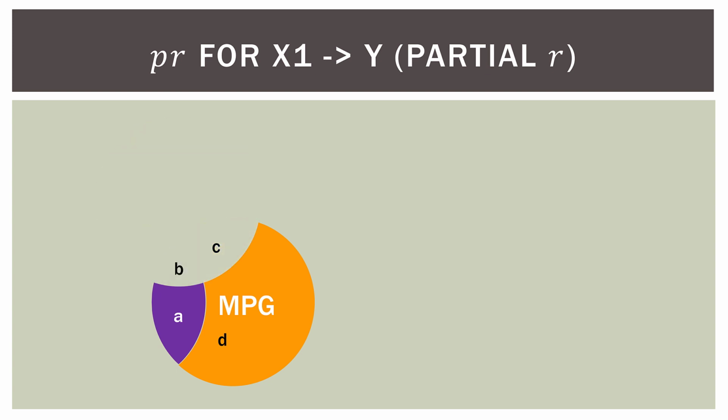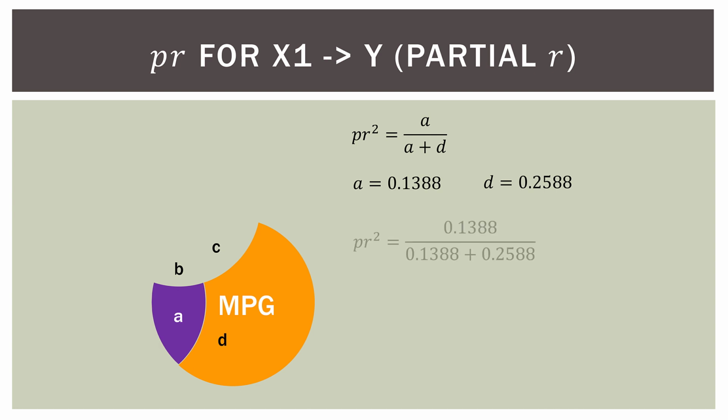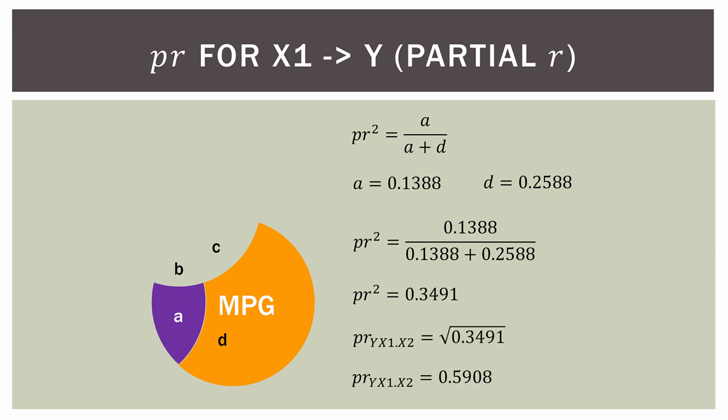So we want to find out the partial correlation here for miles per gallon and DRAT. That's our first variable. So remember, it's A divided by A plus D. We calculated A as being 0.1388. D is 0.2588. So this is very simple. And we end up with a partial R squared of 0.3491. Now we'll take the square root of that, and we have 0.5908. And there is the partial correlation between X1, which is DRAT, and miles per gallon.